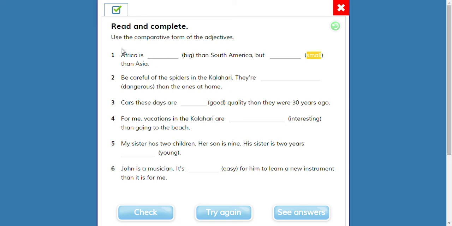Africa is big. Remember the rule? Yes. Bigger than South America. Okay. Africa is bigger than South America, but small, smaller, very good, smaller than Asia. So here I am using the comparative adjective. Remember, it is the adjective plus er, but following some rules, okay?